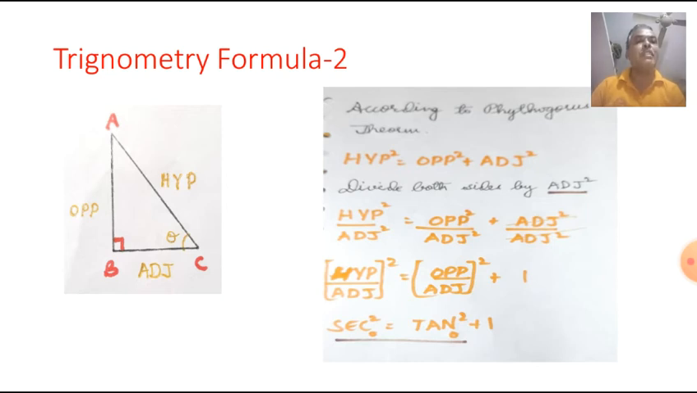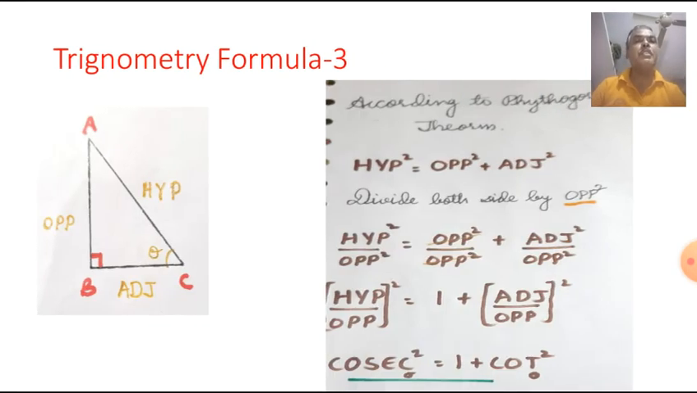This is our second formula, that can also be written as 1 plus tan square theta is equal to secant square theta. That is our second formula. So let us move on to the third formula. What does it say? Here also, the same thing.